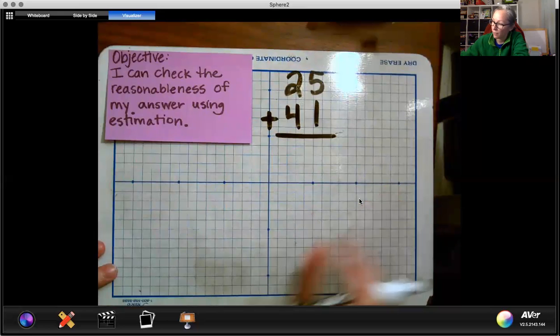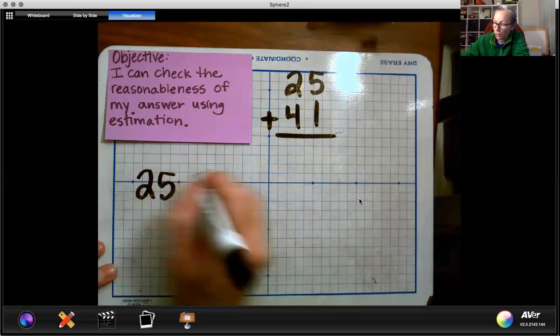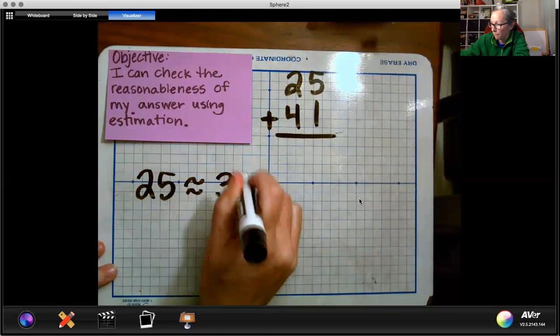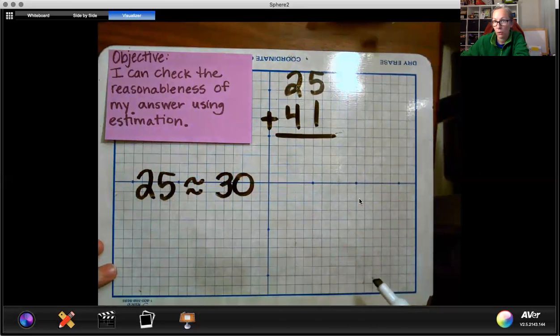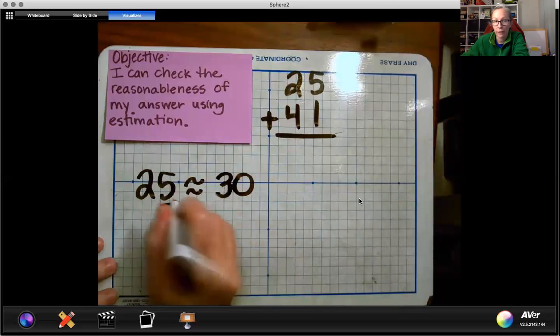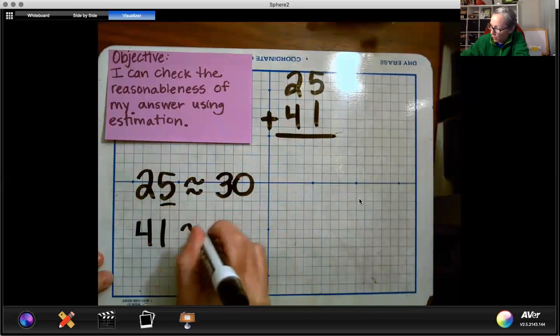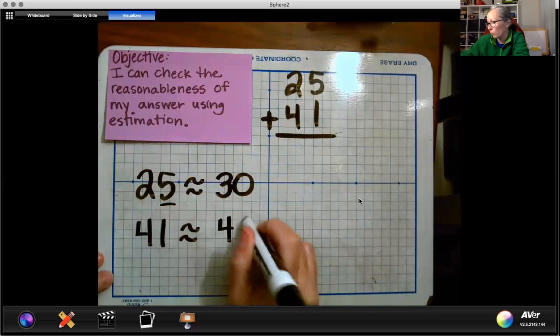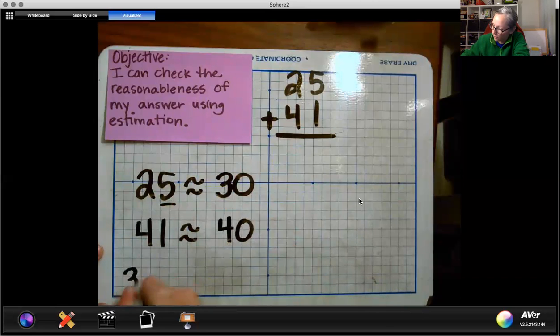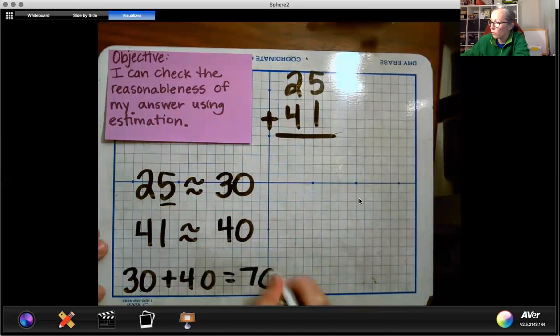So I'm going to round to the nearest 10. I know that 25 on a number line rounds to 30, because it's only 5 away from 30. I also know the little rule: if a number is 5 or more, raise the score; 4 or less, let it rest. So this is going to round up to 30 rather than down to 20, although if you use 20, it would still be okay. I'm also going to round 41 to its nearest 10, and it rounds to 40. Then I'm going to add 30 plus 40, or 3 tens plus 4 tens, and get 7 tens. So I know that the answer to this problem should be about 70.